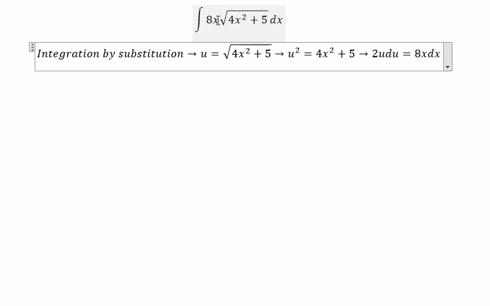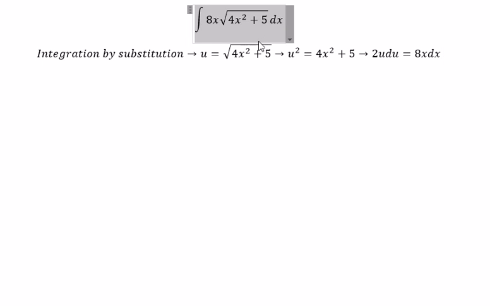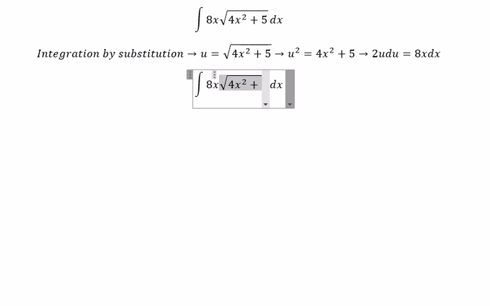And then we can change the integral in here. This one we change for u. 8x dx we change for 2u du. U multiplied with u, you get u squared.